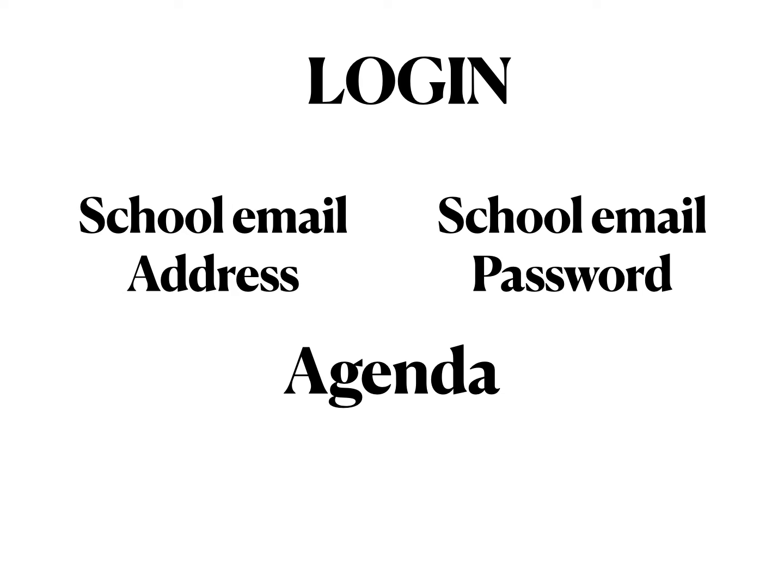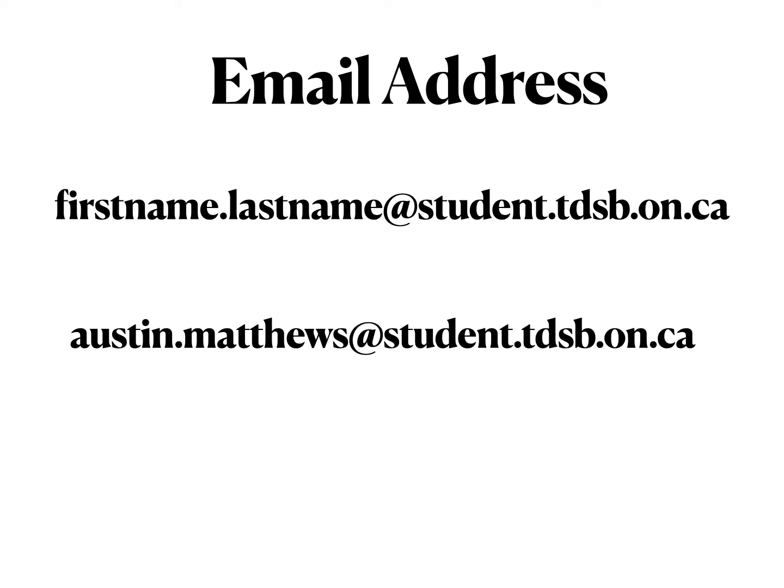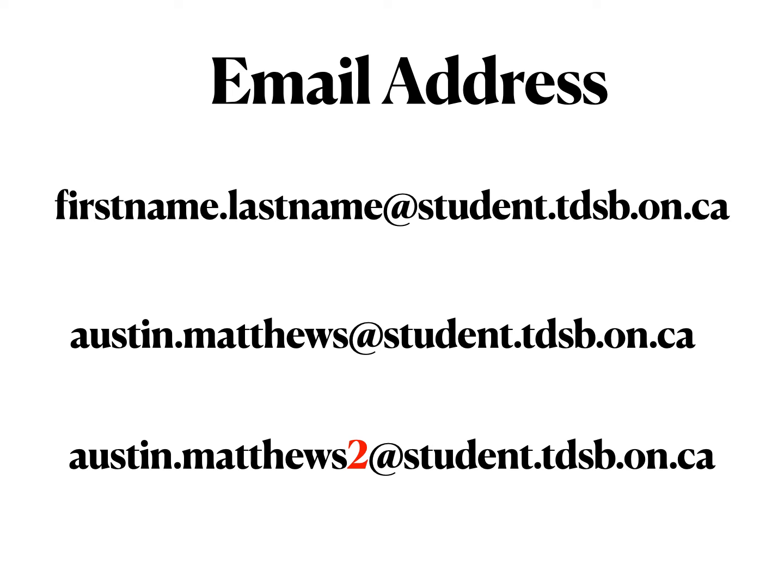What does their email address look like? It's typically first name, last name, and then student.tdsb.owen.ca. If Austin Matthews was in my class, his email address would look something like this. Now, on rare occasions, there are two people in the board with the same name, and if there were two Austin Matthews, then you might end up having a 2 in there. I know some of our students have a 2 in their email address.